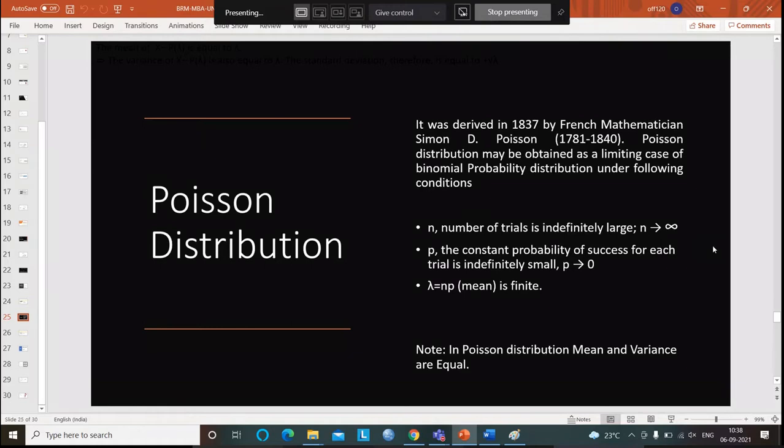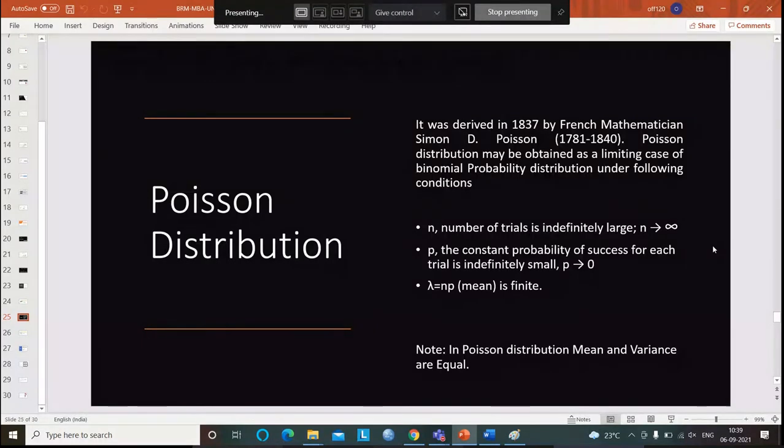Poisson distribution was derived in the year 1837 by a French mathematician, Simon Poisson. He named this distribution after himself as Poisson distribution, and he lived between 1781 and 1840, and derived it in 1837. This distribution can also be said to be the limiting case of binomial probability distribution under some conditions.